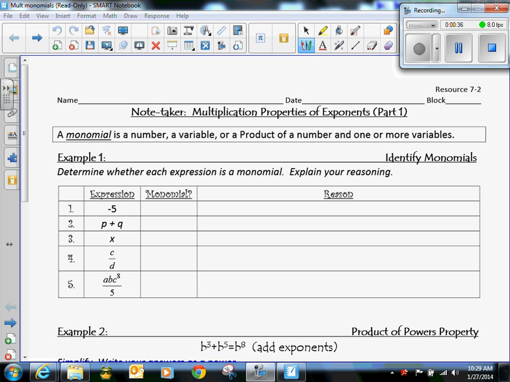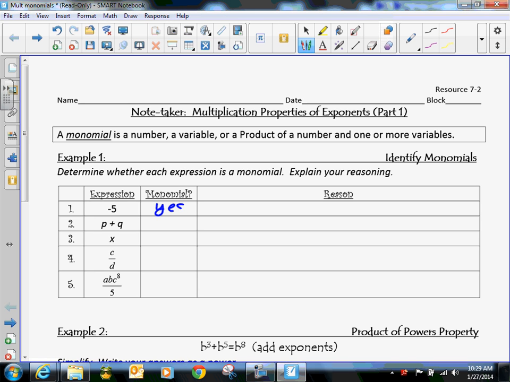Okay, so for 1, we would say yes, this is a monomial. The reason why it's a monomial is because it's a constant. A monomial is a number. So that would be our reason why. For number 2, no, because it says it can be a product of a number and one or more variables, but certainly not a sum. Number 3, yes. That is a monomial because a monomial is a variable as well.